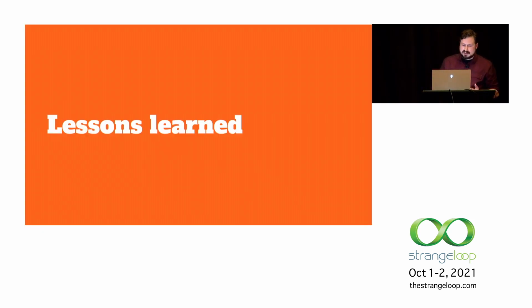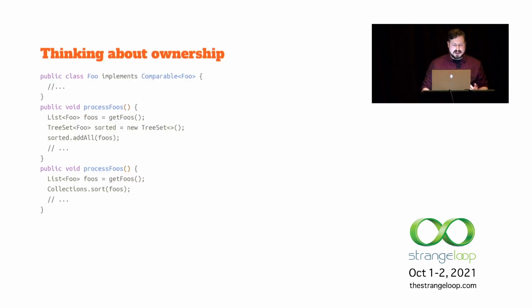So what lessons did we learn when we were doing all of this? The first that's very interesting, I think, is thinking about ownership. Ownership is a very central concept to Rust, but doesn't appear explicitly in any other language. But I would argue that it is in other languages, and that it is implicitly in most other languages.